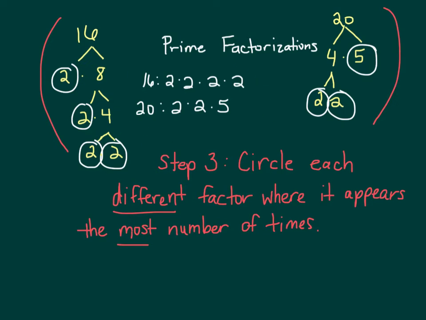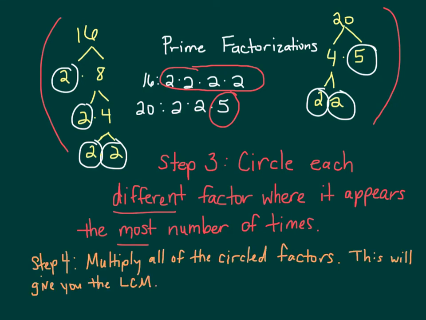And we're getting to step 3 here now. The next step after you've done your prime factorizations is that you're going to circle each different factor where it appears the most number of times. So let me show you what that looks like. Up here we have 2's, and we have 4 of them in this line and only 2 of them in this line. So we're going to circle the 2's where they show up the most, and then we're not going to circle them down here because we already have some 2's, but then we do have a 5 down here that we don't have anywhere else, so we're going to circle that one too.